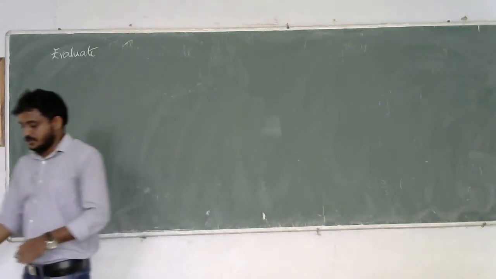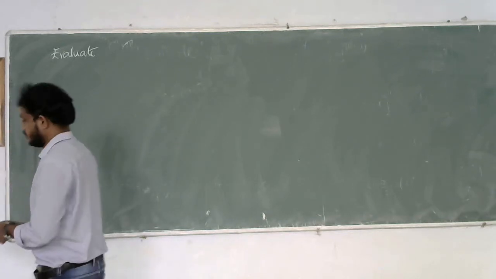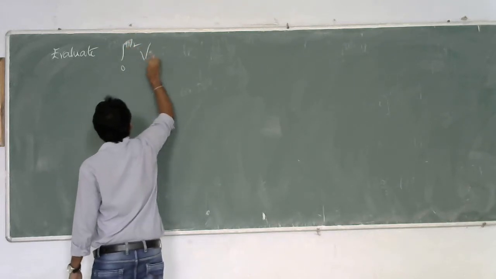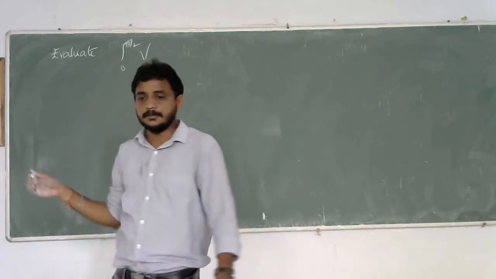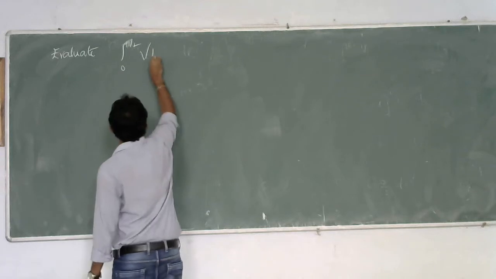Next question. Evaluate integral 0 to pi by 2 of square root of 1 plus cos square x.